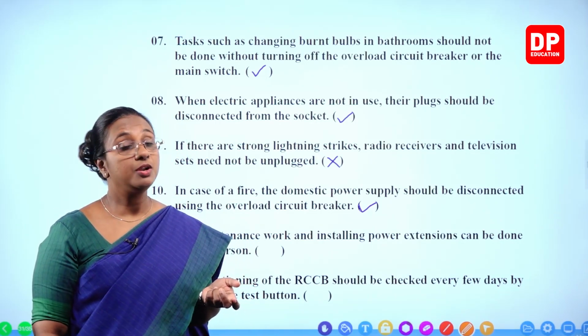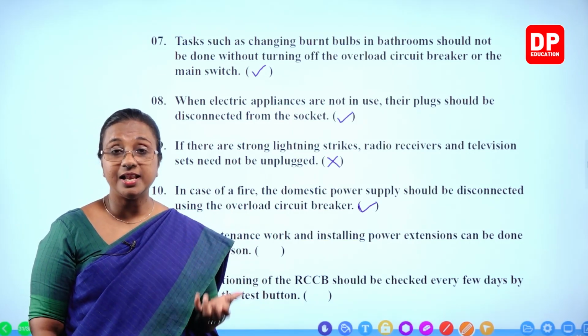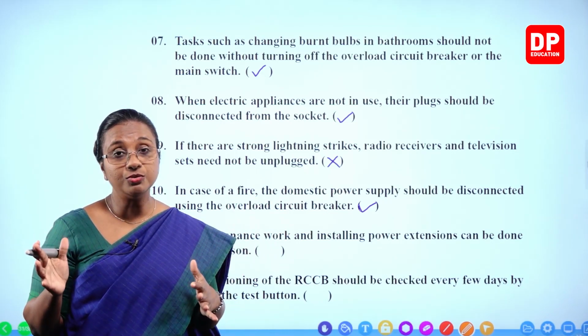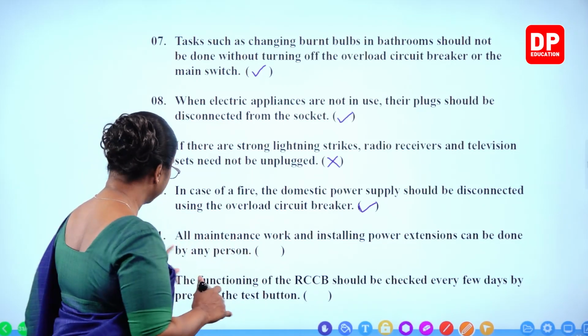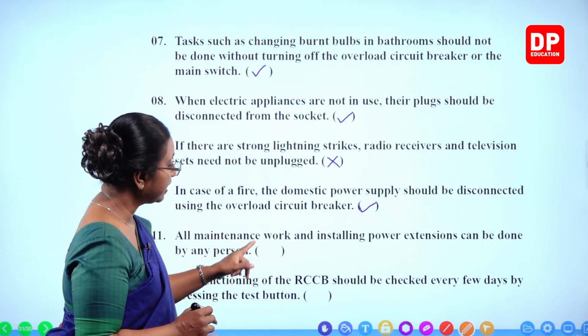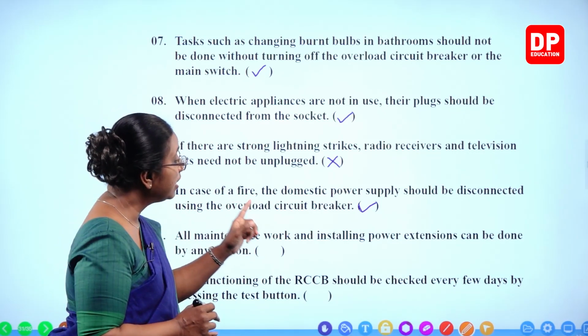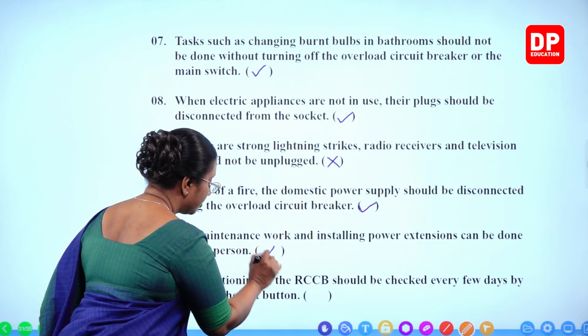11th one: all maintenance work and installing power extensions can be done by any person. Is that correct? No. It has to be done by a trained electrician, an electrician who knows how to connect the wires and what to do. It has to be done by an electrician, not by any person. So all maintenance work and installing power extensions can be done by electricians only. So this is wrong.